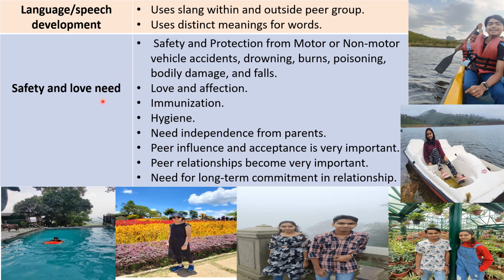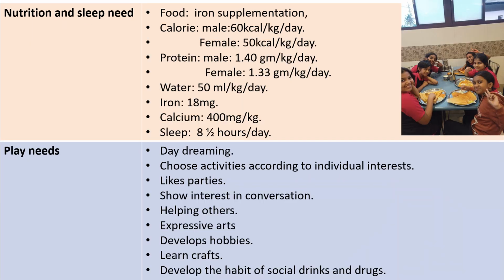And about the love need, adolescents need more love and affection, their immunization needs attention, hygiene, and they need independence from parents. Peer influence and acceptance is very important at this age group. Peer relationship becomes very important. There is a need for long-term commitment in relationship.